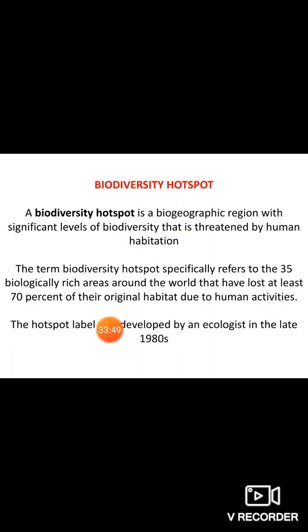What is a hotspot? You can see the hotspot label was developed by ecologists in the late 1980s. The actual year is 1988. And friends, 1988 is not long ago. Hotspot was identified in 1988. It's a very, very recent discovery, we should say. Because the threat started happening only after the 1980s, right?